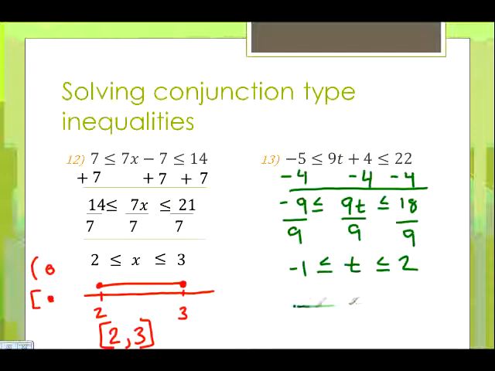Alright, graphing one more time. My numbers of interest are negative 1 and positive 2. Equal sign, so again it's going to be a closed dot for each. t is directly in between them. They are connected. Set notation, -1 to 2. Closed dot means it will be a bracket. So all values between -1 and 2 will make this given inequality true.